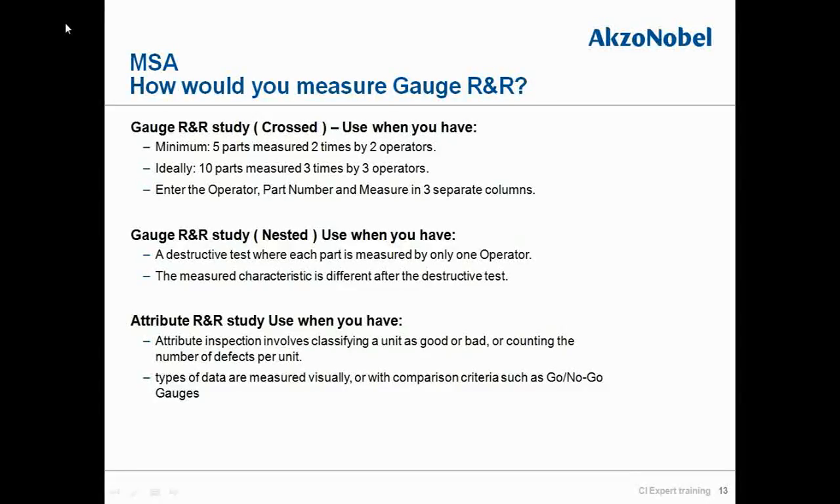There are three types of gauge R&R studies that can be performed. Gauge R&R study, the cross type, is used when we have a minimum of 5 parts to be measured twice by two operators. Gauge R&R study, nested type, is used when we have to perform a destructive test and each part is measured once by only one operator. Attribute R&R study is used when we have attribute data type rather than a continuous data, and inspection involves classifying units as either good or bad.